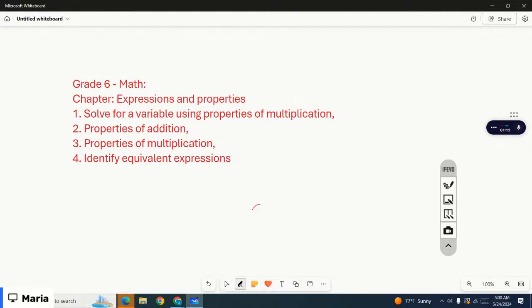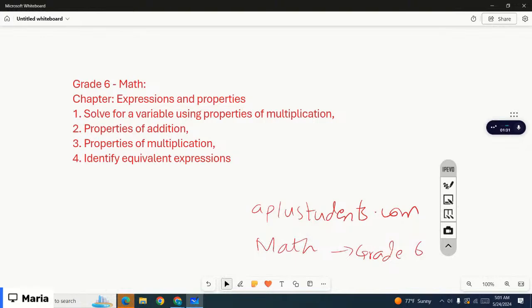You can find all the lessons on aplusstudents.com. Log in using your email address and password as provided by the administrator. Then select math from the subject tab, scroll down to grade 6 and click on view all lessons. There you can find a list of the chapters.